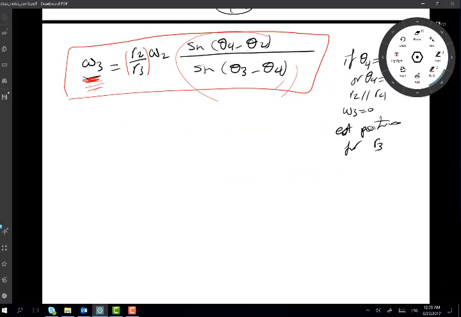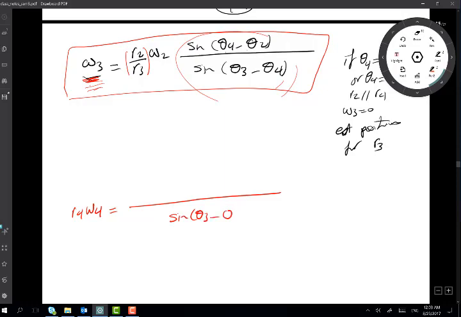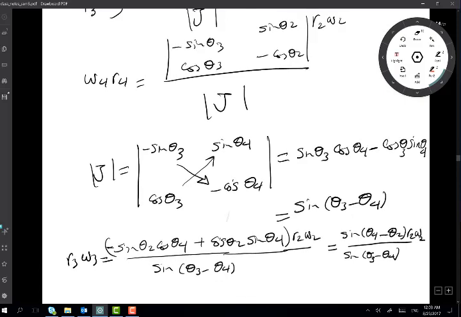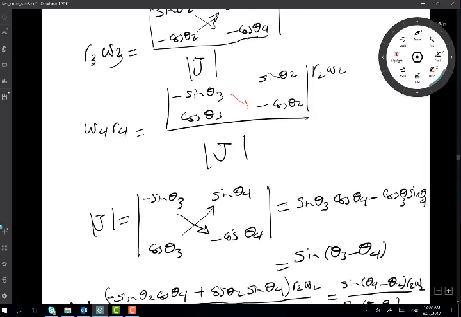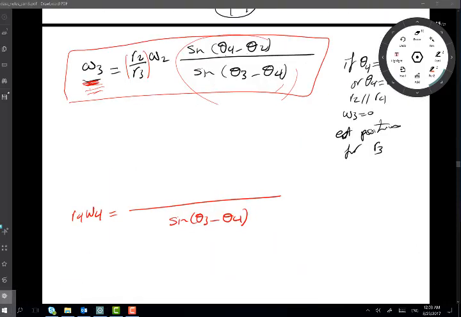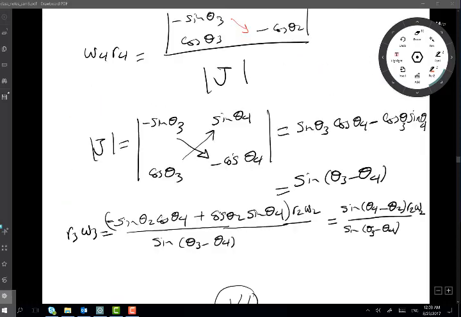Now, if I want to get R4 omega 4, underneath is the same Jacobian I had before, which applies to all of them. And then at the top, I multiply those. So this is sine theta 3, sine theta 2. So I'll have sine theta 3, sine theta 2, minus or plus.